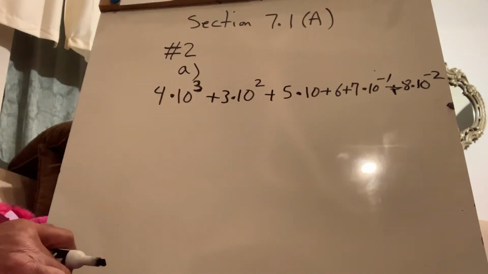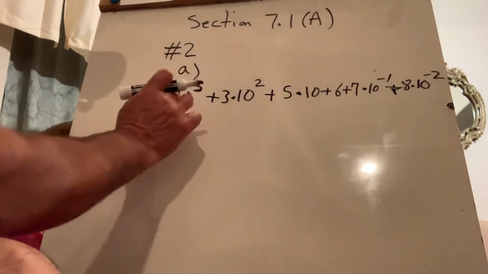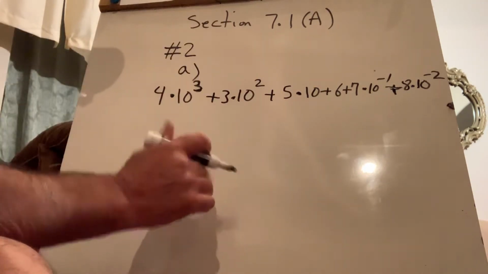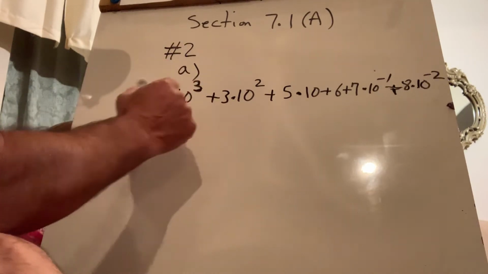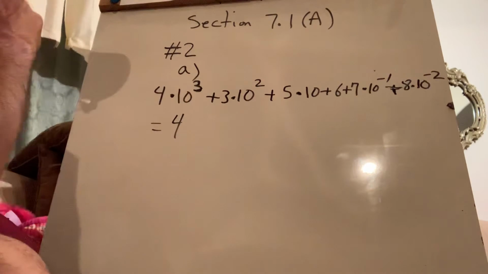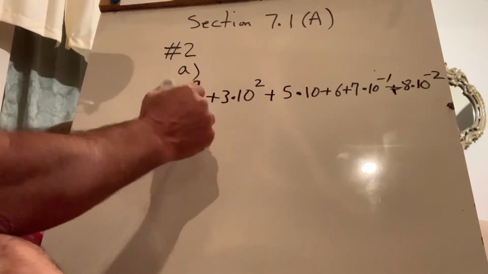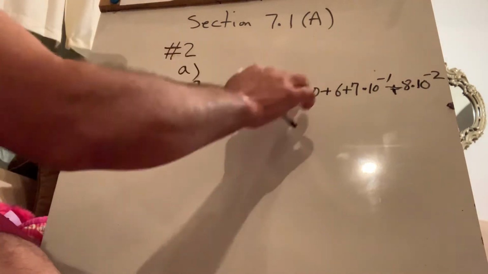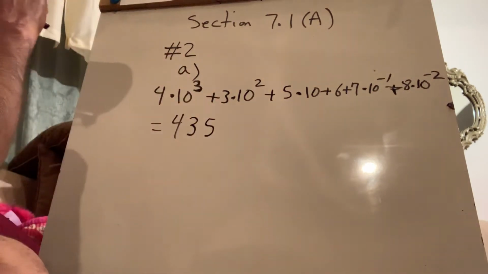Okay, so they want us to condense this to a single decimal number. Now remember, these powers of 10 give you the place, the position, and these are the digits. So in the thousandth place, you're going to have a 4, in a sense 4,000. 10 squared is the 100th place, so you're going to have a 300. This is the 10th place: 5 times 10, of course, is 50. So that will be your 10th place.